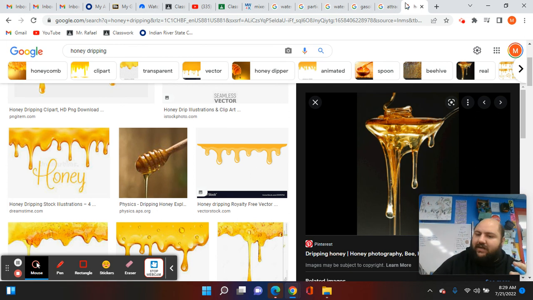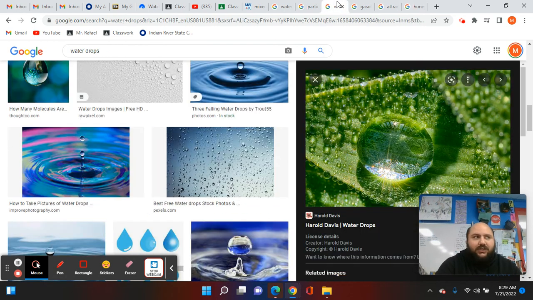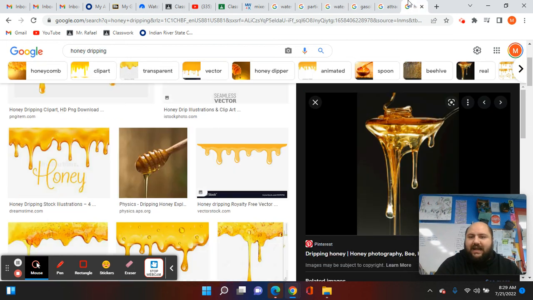Low viscosity would be water dripping quickly. So water is a good way, kind of a baseline to measure, because it has high surface tension compared to gasoline, and it has low viscosity when compared to honey.